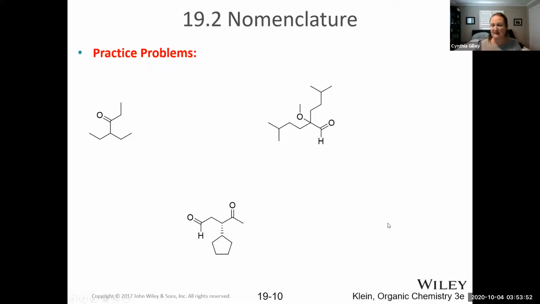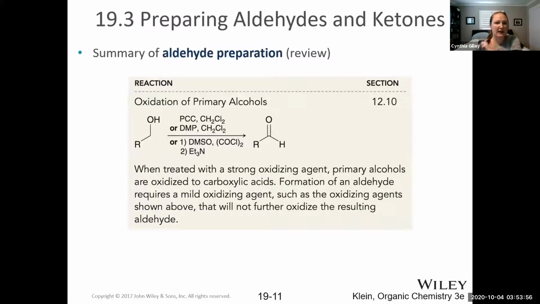Okay, we are back to the slides. Moving on from nomenclature, we're going to start talking about preparation of aldehydes and ketones. This is not the first chapter where we've seen aldehydes and ketones. In previous chapters, they have come up in the context of other functional groups, such as reactions of alcohols in chapter 12. So these first reactions are review reactions from previous chapters, and it nicely tells you the section to look in if you have forgotten this reaction.